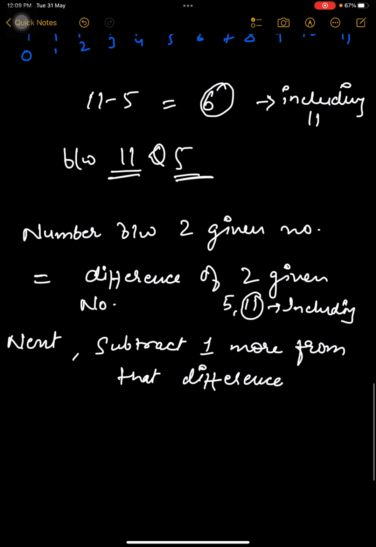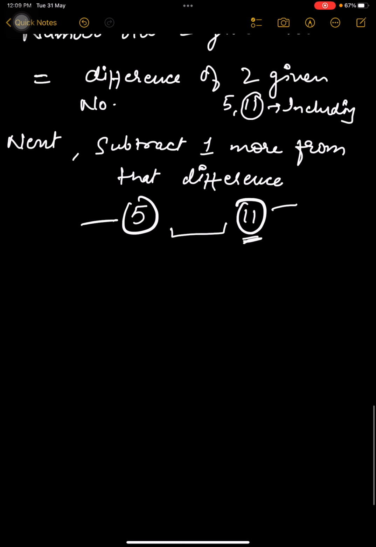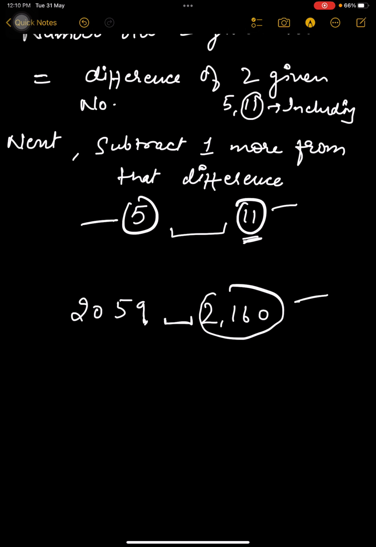But when we need to find the numbers between the two whole numbers, I need to exclude 11 as well as 5. It means I need to subtract one more number to find how many numbers are strictly in between. Is it clear? So the question says we need to find how many numbers are there in between 2059 and 2160. If I need to find the numbers in between these two numbers, I have to exclude this number and I have to exclude this number also.